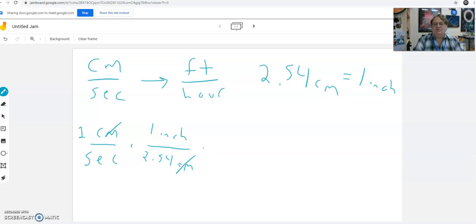Next, I want to do inches to feet, and that's an easy one. That's going to be 12 inches per 1 foot. And lo and behold, inch goes away, and I'm left actually with feet, which is half the problem.